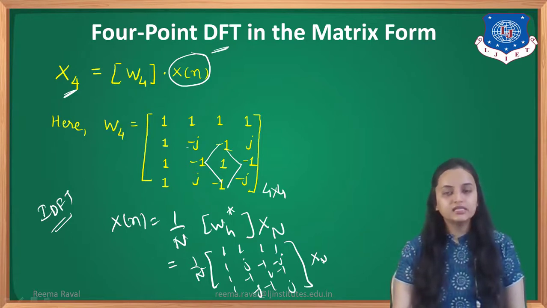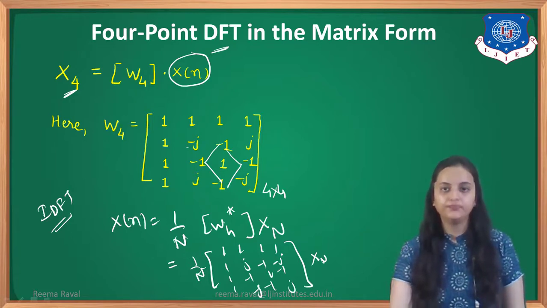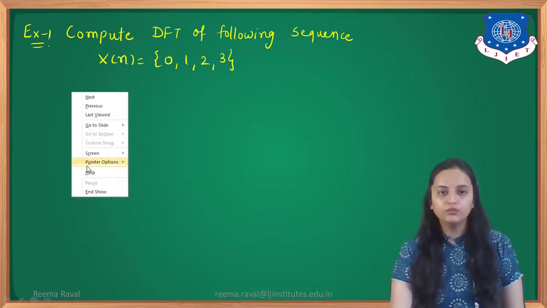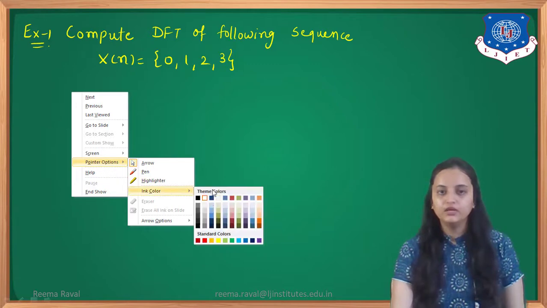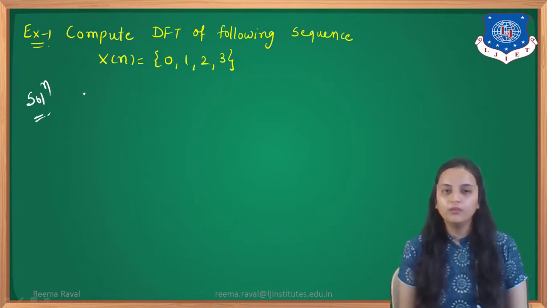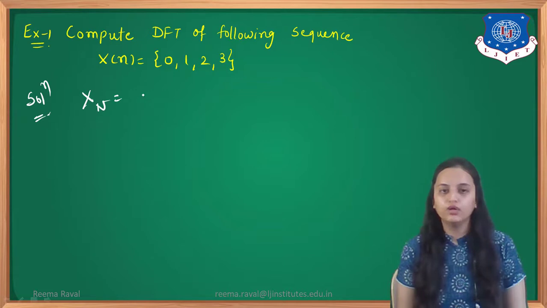Now let us see an example to make it more clear. So first let us consider the data. The example data is given as: compute the DFT of the following sequence. So here we are asked to find the DFT using the linear transformation matrix. For that we will use the formula of the matrix, using which we can find the DFT. So the formula is X of n equals W n, that means a 4 cross 4 matrix, into x of n.